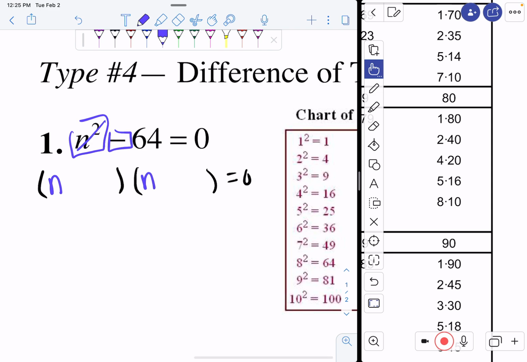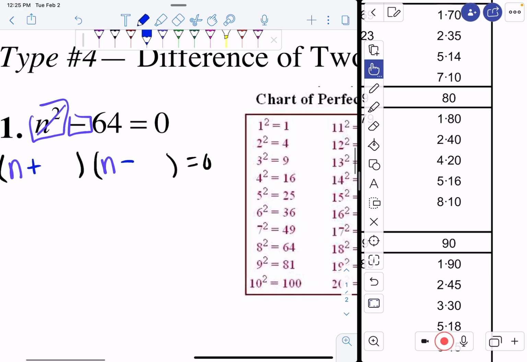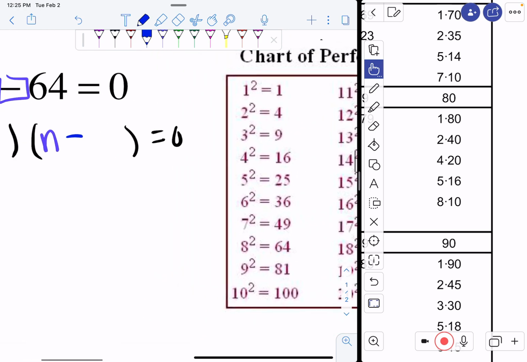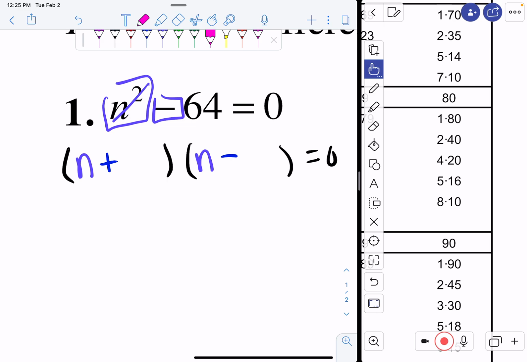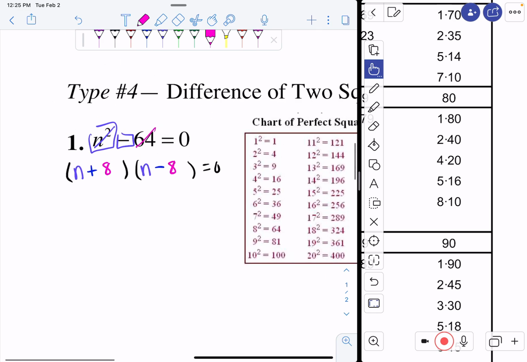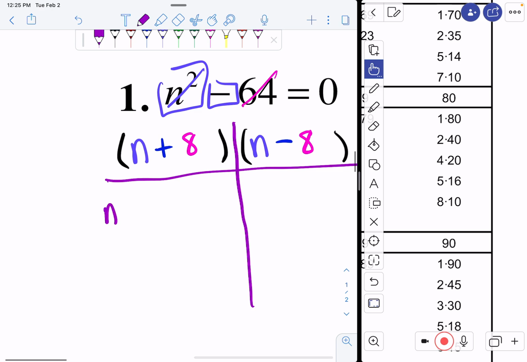I have my plus minus. And now I have to ask myself, what makes 64? If I look at my chart, it's an 8, because 8 times 8 is 64. So that's how I factor. Now I got to set both of these factors equal to 0. So I do n plus 8 equal to 0, n minus 8 equal to 0.